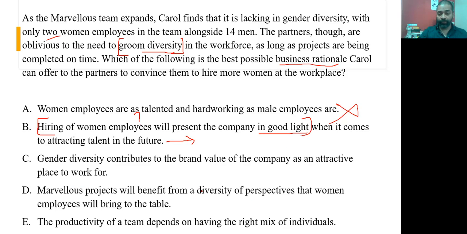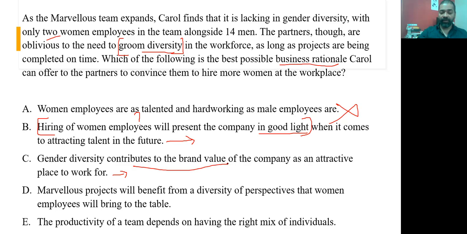Gender diversity contributes to the brand value of the company as an attractive place to work for. Can you see the difference between B and C? C is slightly better, isn't it? Because C is telling you it contributes to the brand value, as opposed to presenting the company in good light. Everything else in the options is similar. The only difference is presenting in good light versus brand value. Brand value gives an extra business rationale, an extra added term. So contributes to the brand value of the company is slightly better than B.